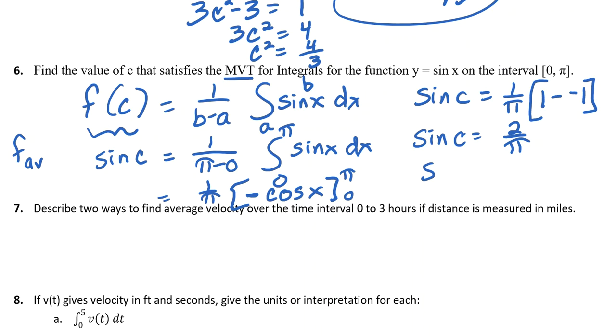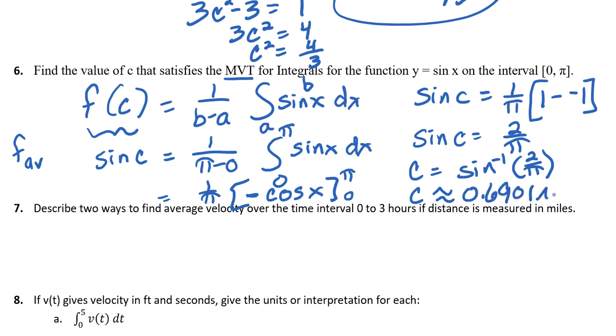So we could write our answer here as an inverse sine. So c is equal to arc sine or inverse sine of 2 over pi. That would be an acceptable answer. Or you could grab your calculator. I think I've already done that somewhere. Let me grab a calculator and find that. 0.6901 radians, if I'm reading my calculator correctly. So either one of those answers would be acceptable.